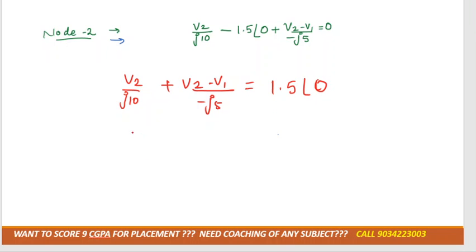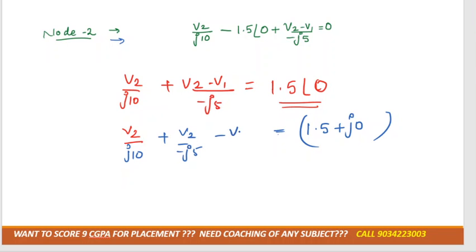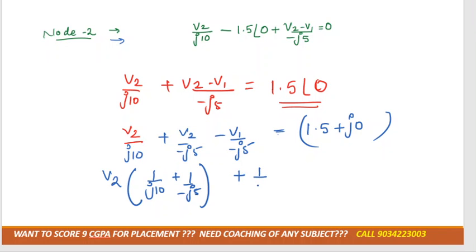What have you done? The angle is 0 now, so you can simply write down 1.5 plus J0. You don't need to convert it. Okay. Now solve this one. Take V2 common. Okay. Now solve this one.